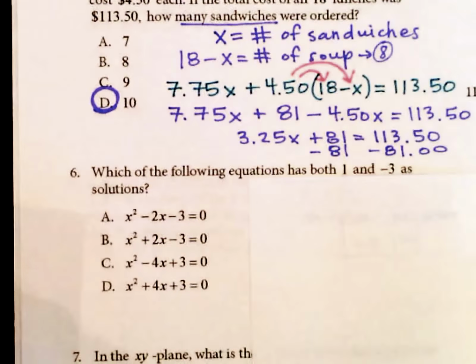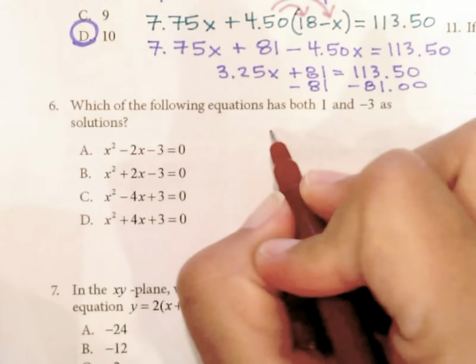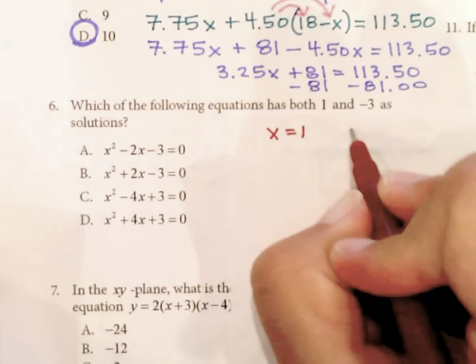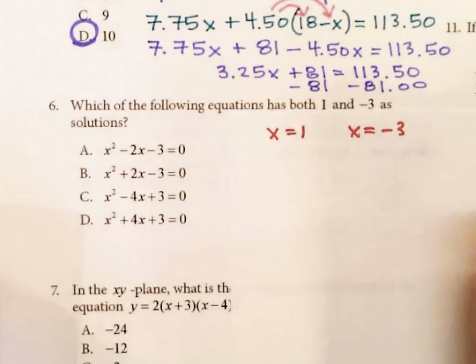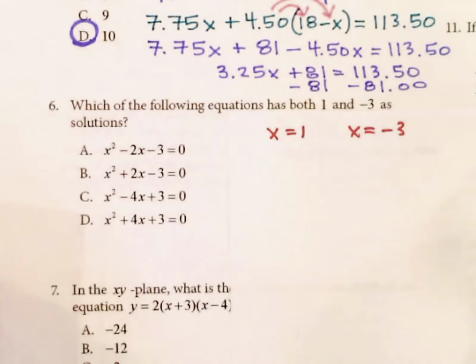Number 6. Which of the following equations has both 1 and -3 as solutions? So if x equals 1 and x equals -3 are both solutions to this quadratic function, that tells me that's where they cross the x-axis. That's usually what we're trying to find, but in this case, we're going to be working backwards.